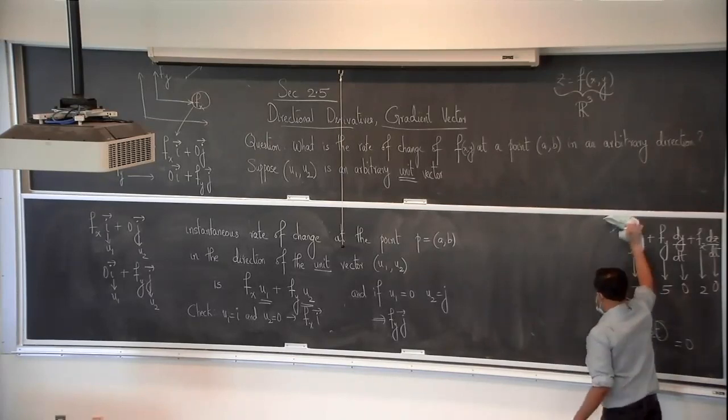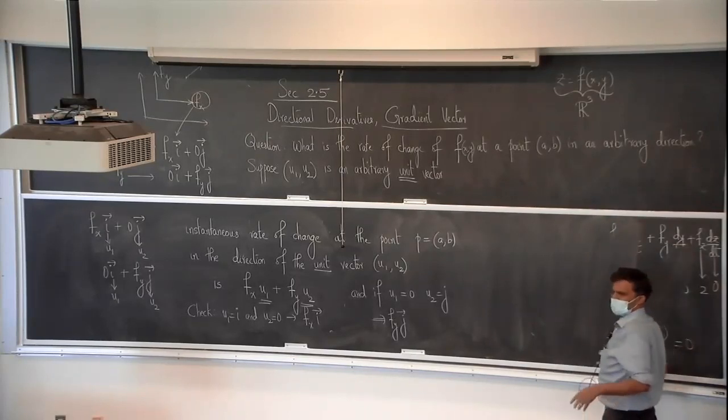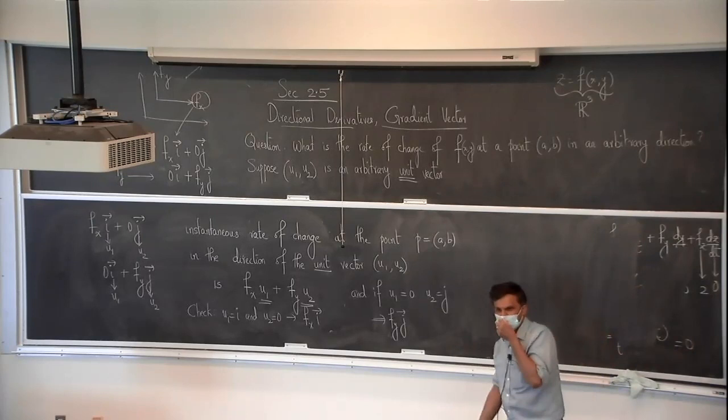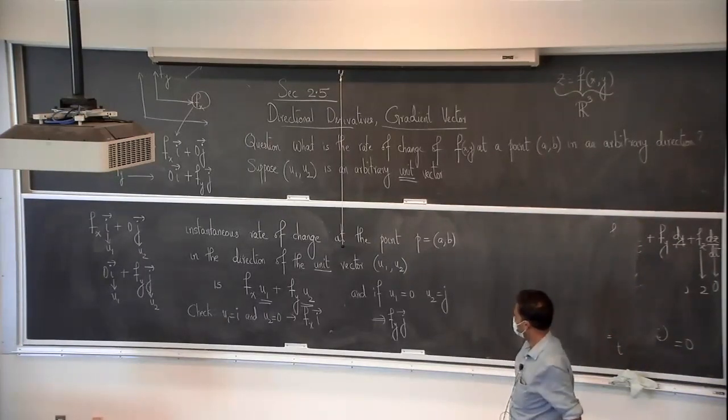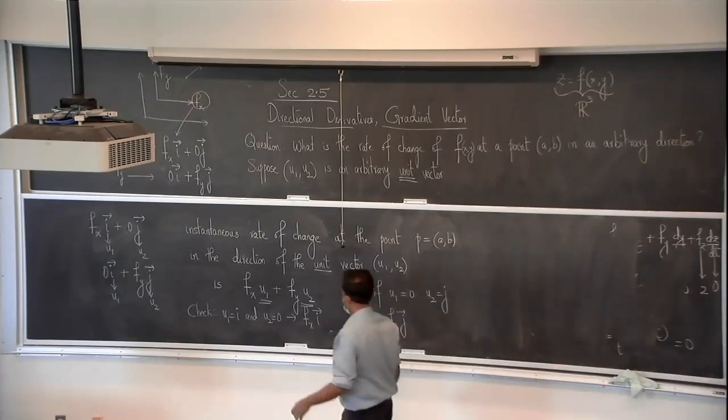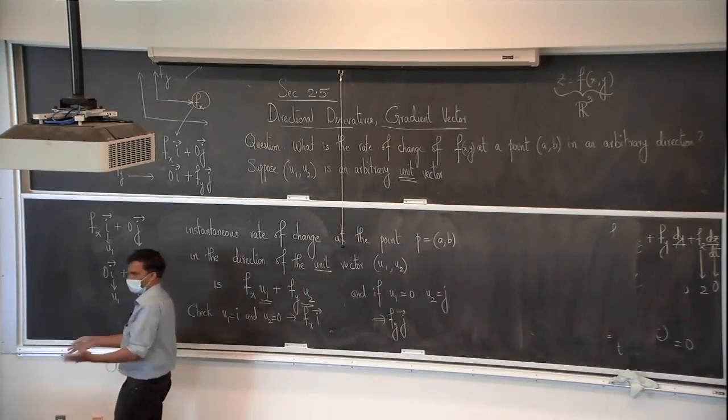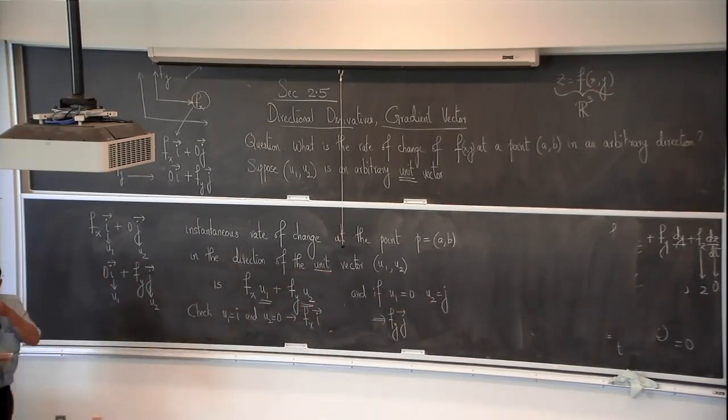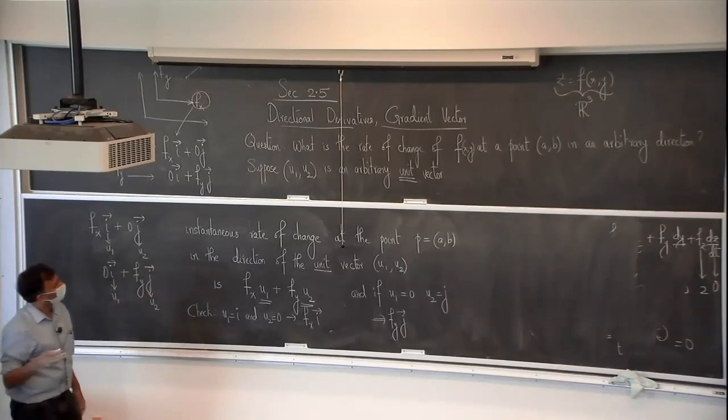The question is, why am I so religious about this unit vector? Why not just some vector? Does it make a difference? What do you think? Why am I just underlining that word unit over and over and over? Yeah. Because we care about direction and we don't want the magnitude of the vector to matter.